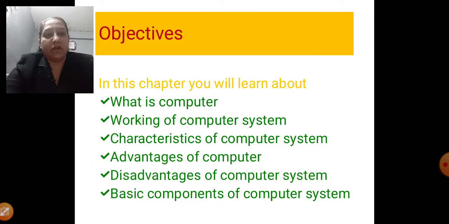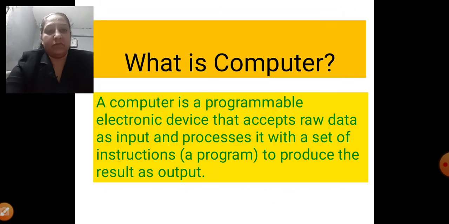Let us quickly take what are our major objectives of this video. Today we are going to cover first and foremost what is a computer, that is, we will look at the definition of computer. Then we will see the working of a computer system, how a computer system works. Later on we will see the characteristics of a computer system. Then we will proceed to see the advantages and disadvantages of computers. And finally, at last in the video, we will see the basic components of your computer system. These are the topics that we are going to cover in today's video. So without wasting much time, let us start the video.